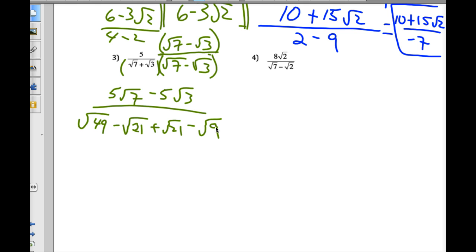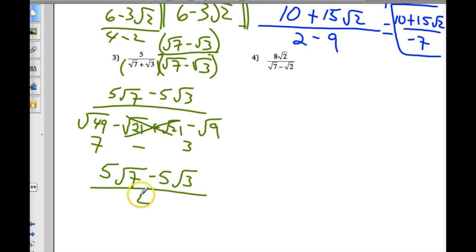Hey, the kids always have this question. What happens when you do this and you don't get the same thing in the middle that cancel out? You did it wrong. It will happen every time. Boom. Square root of 49, Sophia. 7. Square root of 9. 3. Bottom's going to be 4. 7 minus 3. Cannot simplify the top at all. 5 radical 7 minus 5 radical 3, over 4.